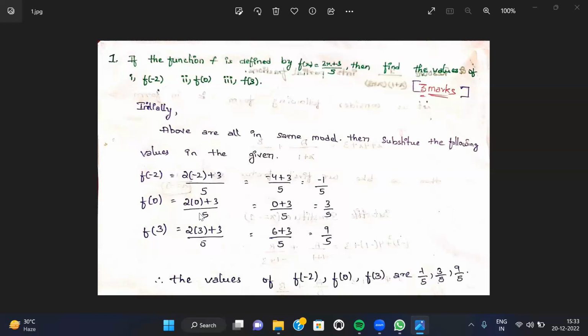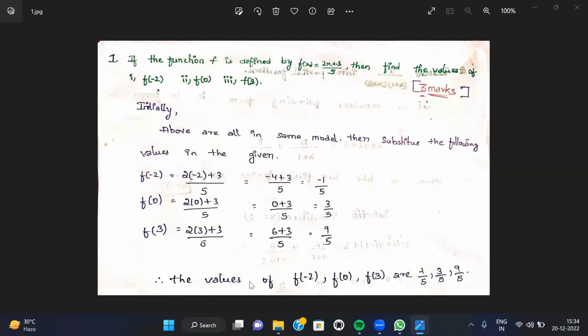Then f of 0 is equal to (2 of 0 plus 3) by 5. 0 is substituted in x, and (0 plus 3) by 5 is equal to 3 by 5. So the value of f of 0 is equal to 3 by 5. And f of 3 is equal to (2 of 3 plus 3) by 5 is equal to (6 plus 3) by 5 is equal to 9 by 5.